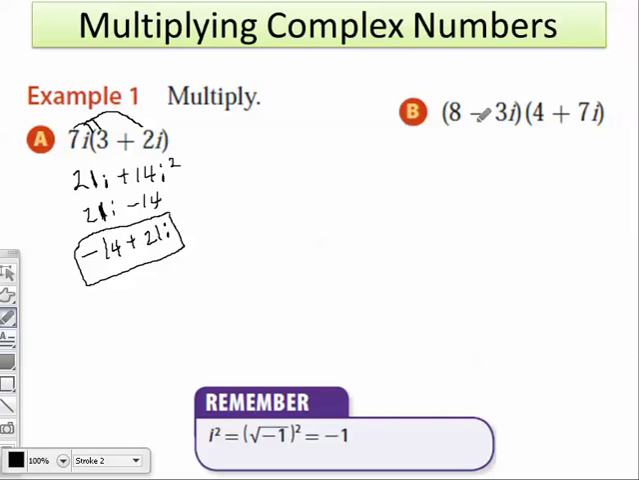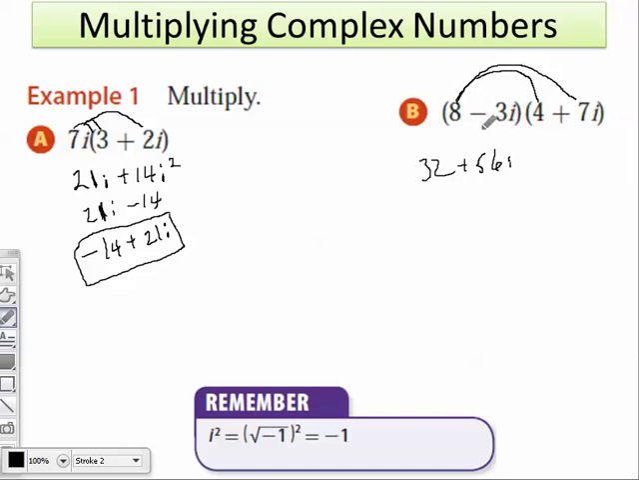For this one over here, I'm going to follow the same rules that I followed for multiplying things with a variable in them. Basically, FOIL. That's right. I'm going to multiply the 8 times the 4. 8 times 4 is 32. I'm going to multiply the 8 times the 7i. And what am I going to get? I'm going to get a 56i.